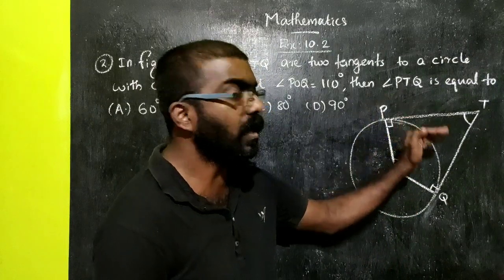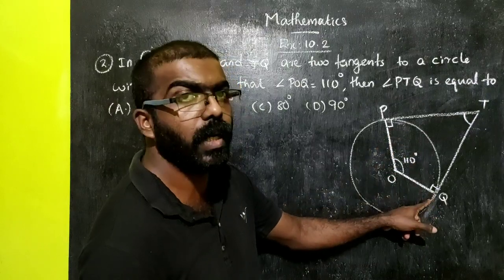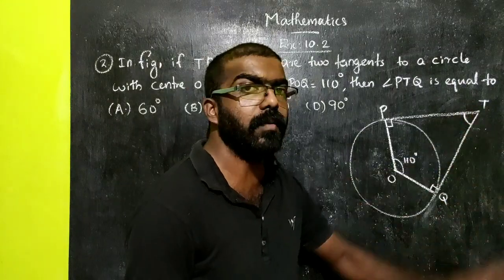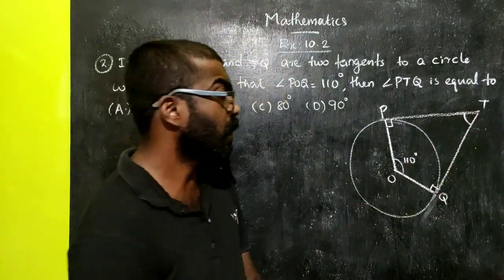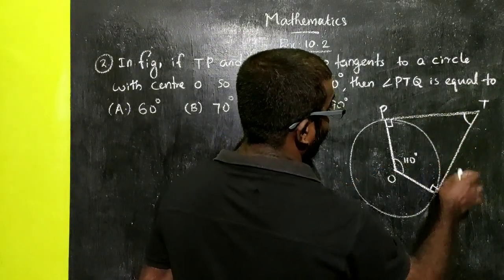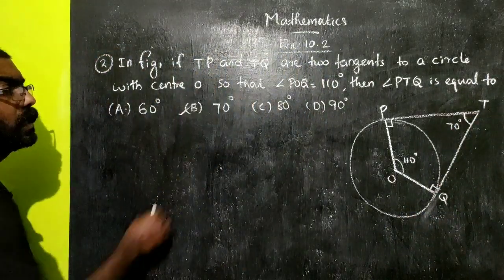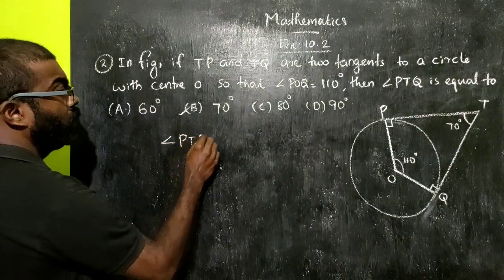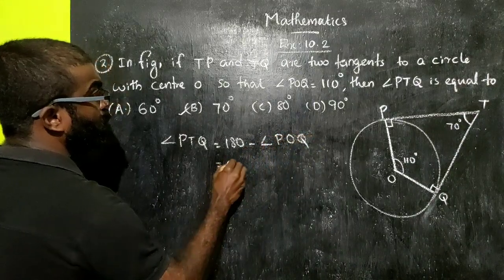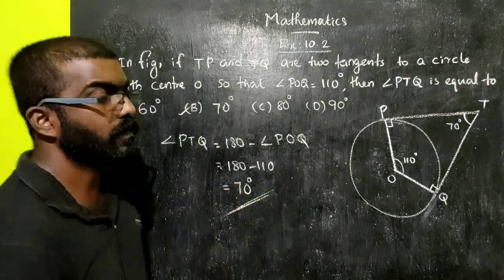Sum of angles in a quadrilateral will be 360 degree. Here 90, here also 90. 90 plus 90, 180. The remaining 180 will be the sum of the central angle and the angle at which the tangents are inclined to each other. So to find this angle PTQ, we have to subtract 110 from 180. We will get 70 degree. Option B is the right answer. So we can write angle PTQ equal to 180 minus angle POQ, that is 180 minus 110, which is equal to 70 degrees.